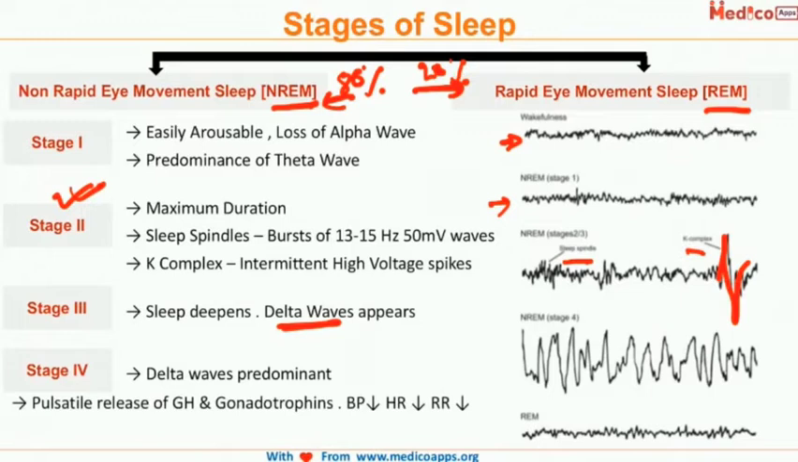Also important in stage 4 is that pulsatile release of growth hormone and gonadotrophins takes place. The blood pressure, heart rate and respiratory rate, all three come down in stage 4 of NREM sleep. This is very important, and this is very opposite to what happens in rapid eye movement sleep. Let us move to the next slide and see the features of rapid eye movement sleep.